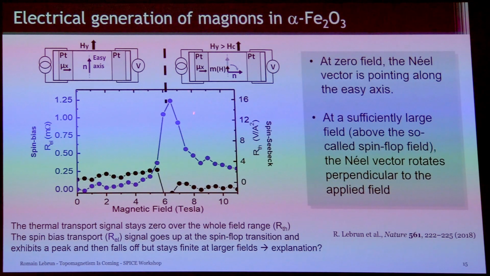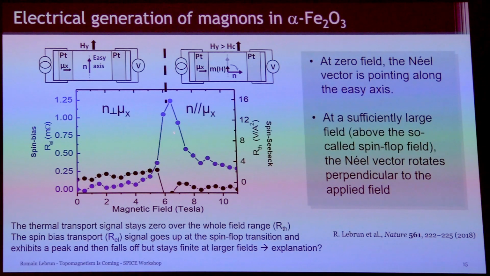So let's first focus on the spin bias signal. How can we explain this maximum and this non-zero signal above the spin flop field? This second feature can be explained quite easily. Below the spin flop field, the Néel order is perpendicular to the spin accumulation, which means that we cannot inject spin in the system and we cannot have spin flip scattering at the interface. It's only above the spin flop field that the Néel order is parallel to the spin accumulation, so that we can have this spin flip scattering at the interface and generate propagating magnons, and that's why the signal is non-zero above the spin flop field.